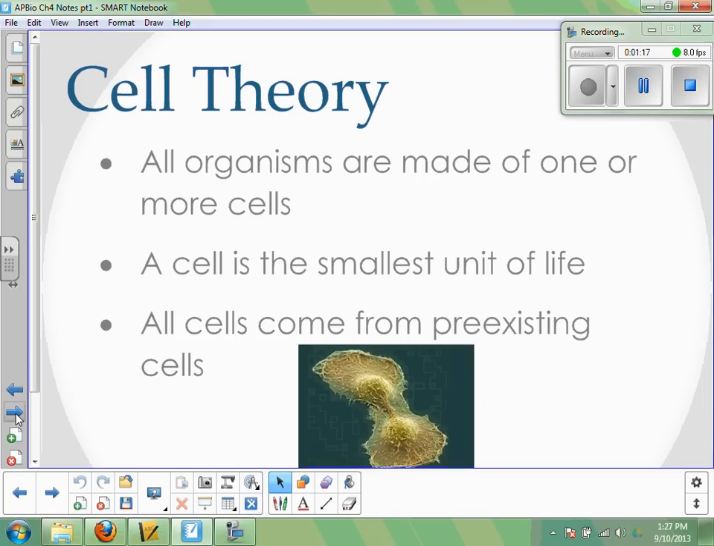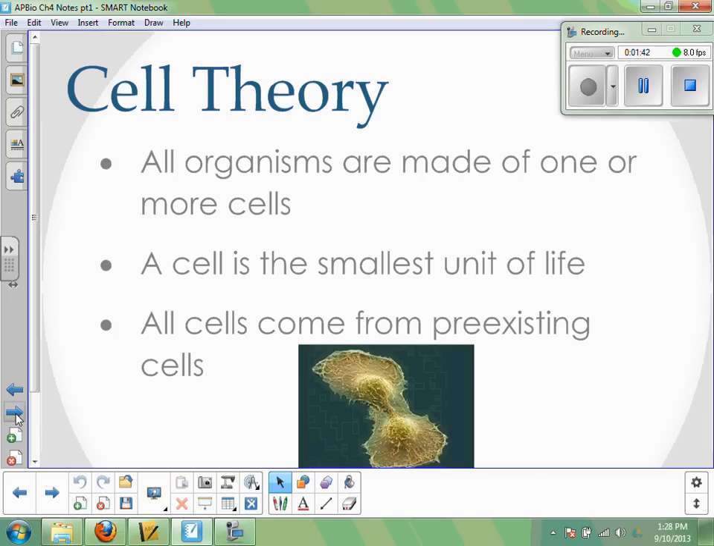And the final part of the cell theory: all cells come from pre-existing cells. I've always found this kind of the weirdest part because if you trace this back, the obvious question is, well, where did the first cell come from? And the answer from the cell theory is we don't know. We don't try to answer that as part of the cell theory. To come up with an answer to that question, that would be part of a different theory.